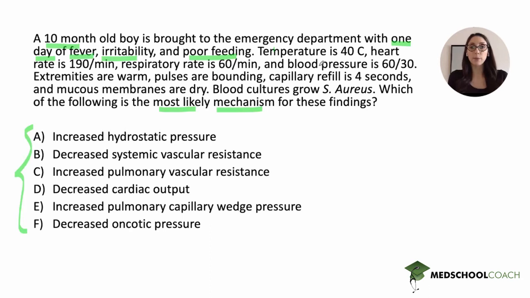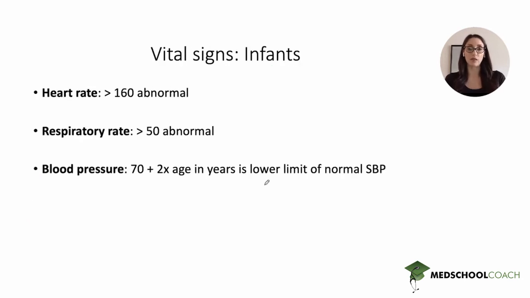So let's keep reading. Temperature is 40 degrees Celsius, heart rate is 190, respiratory rate is 60, and blood pressure is 60/30. These vital signs look very different than the vital signs we would see for adults. So let's briefly take a moment to review vital signs in infants. In pediatrics, the vital signs are not going to follow the same guidelines that we use in adults. In adolescence, you can pretty much use the same ranges that you're familiar with for adults, but in younger children, especially in infants, the vital signs will be very different.